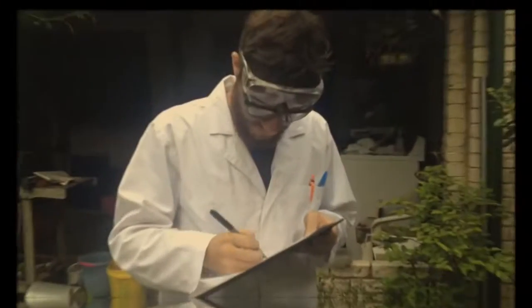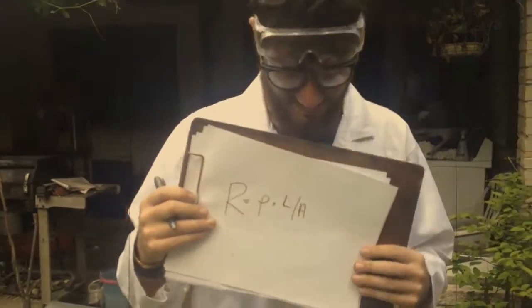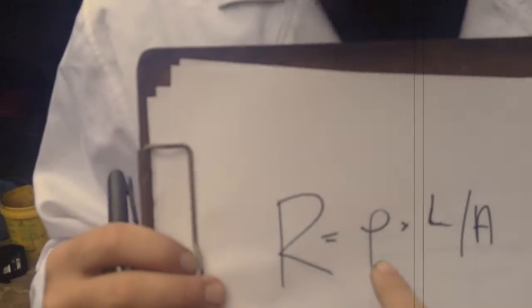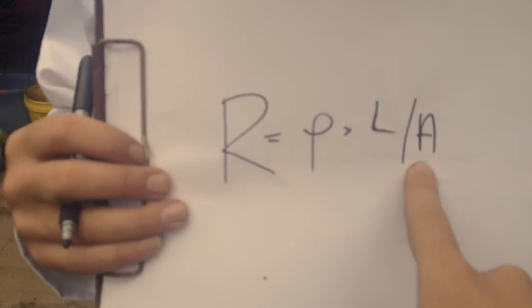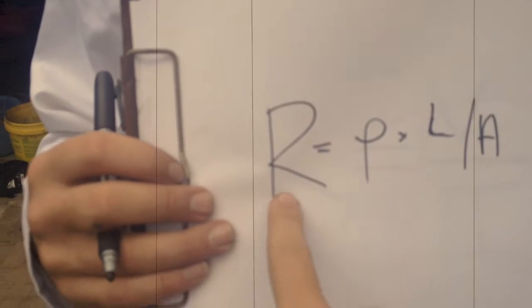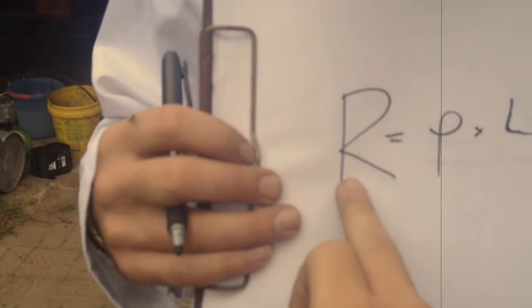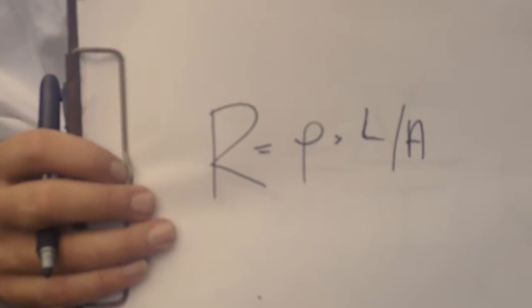Now we're going to talk about some of the mathematical principles that govern resistance. Here we've got a formula that says R equals rho multiplied by L divided by A. What we can see is that the resistance is proportional to the length, so the longer the length of the resistor, the higher the resistance. We also see that it's inversely proportional to the area.